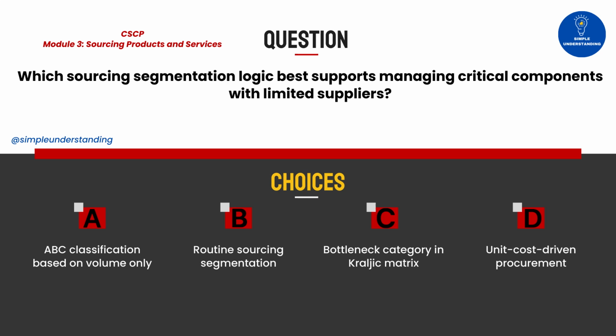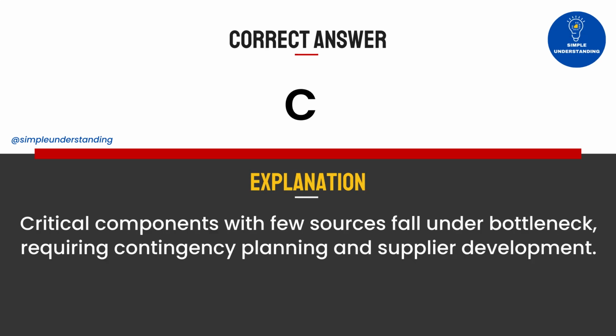12. Which sourcing segmentation logic best supports managing critical components with limited suppliers? A. ABC classification based on volume only. B. Routine sourcing segmentation. C. Bottleneck category in Kraljic matrix. D. Unit cost-driven procurement. Correct answer, C. Explanation. Bottleneck classification identifies items with high supply risk that need risk mitigation and backup sourcing.